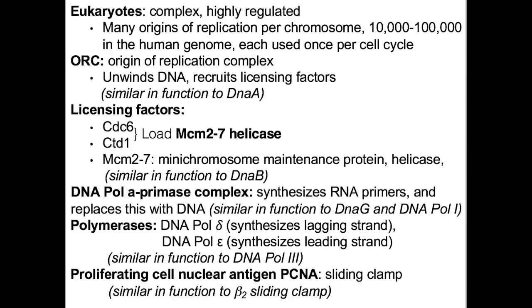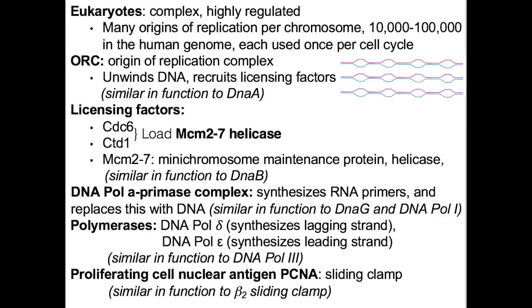There are several linear chromosomes, and on each chromosome there are many origins of replication. In fact, there are 10,000 to 100,000 origins of replication in the human genome, and each one is used once per cell cycle. And so in order for replication to occur correctly in humans, each of these origins of replication must all start at the same time and they must all finish before G2 phase. So how does this happen?